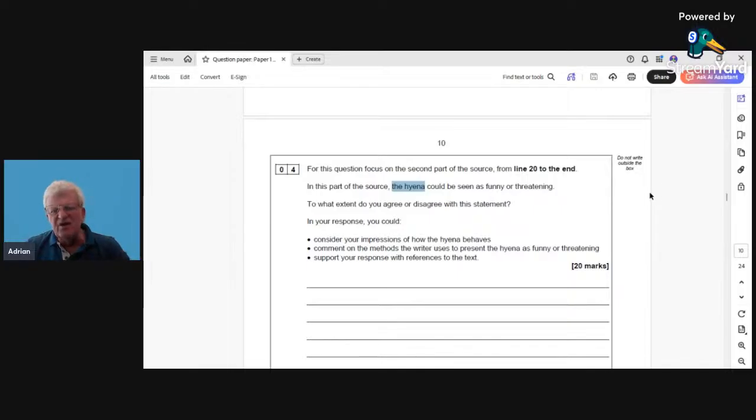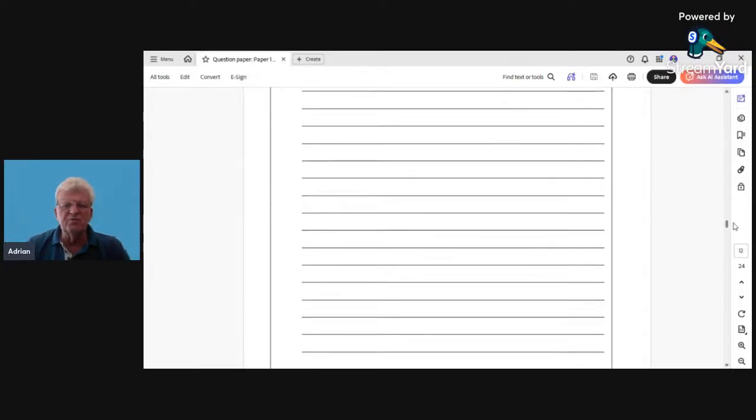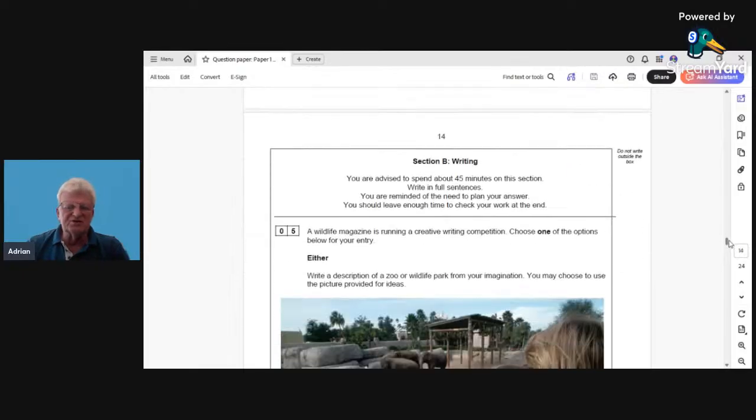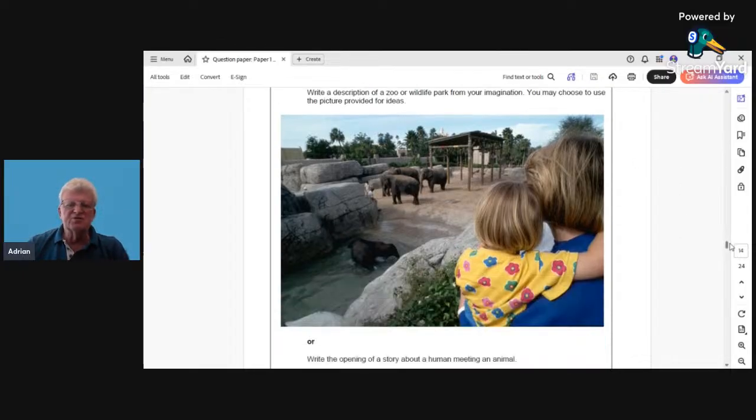So, the last one is question 5. Now, this is a culmination of learning all these skills. You now get an opportunity. It says a wildlife magazine is running a creative writing competition. Choose one of the options. Either write a description of a zoo or wildlife park from your imagination. So it's giving you the choice of writing a description, and you've done description when you did Language question 2. You may choose to use the picture provided for ideas. So you get a descriptive one.